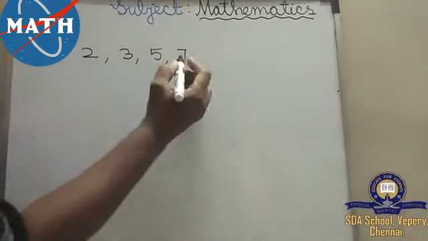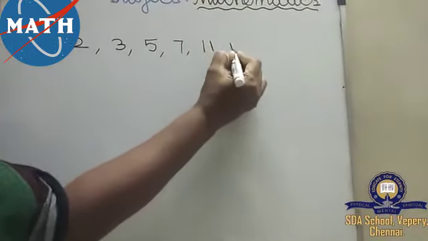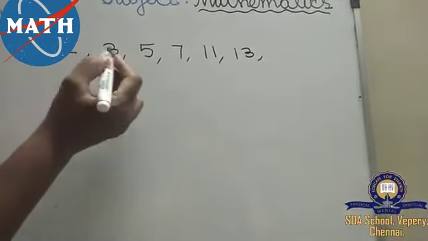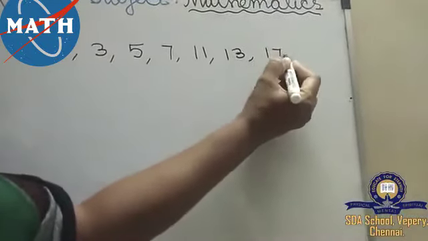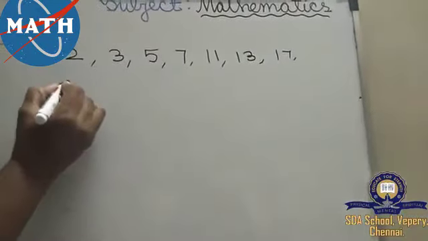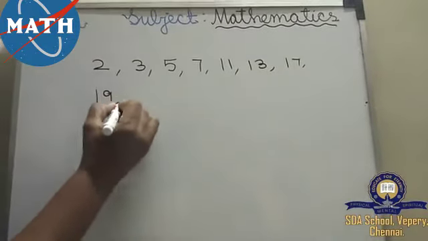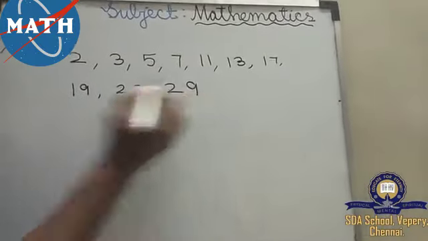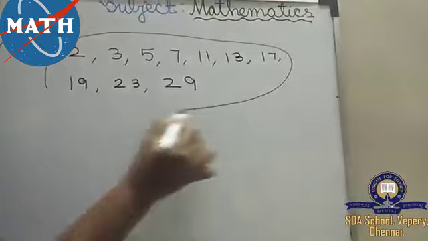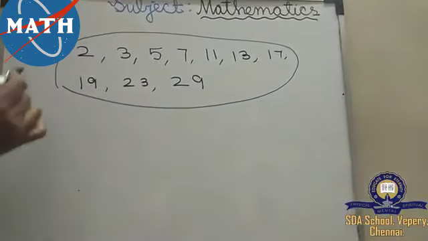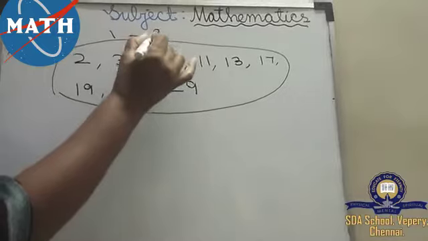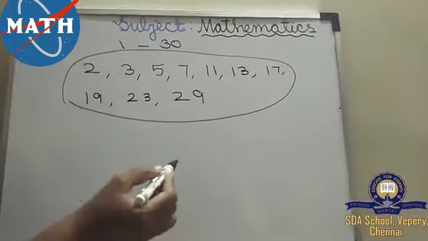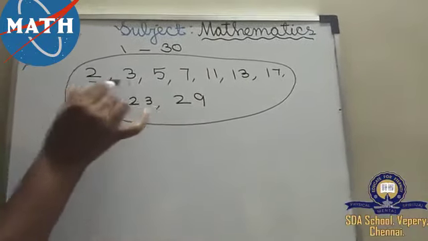Then 11, 13. It's given on page number 80 also. 17, 19, 23, 29. These are the prime numbers from 1 to 30. There are more numbers, but I have given only those between 1 and 30. So when you do the sums, you have to do them with these numbers only.